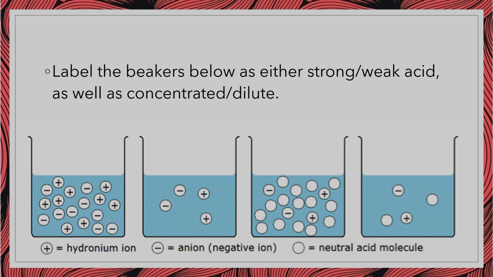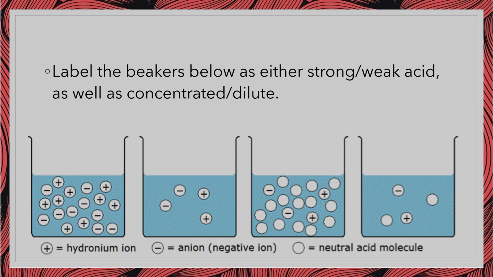Now, what I want you guys to do, this diagram's in your booklet. So I want you to label the beakers below as either strong or weak acid, as well as concentrated or dilute. So remember, a strong acid is one that completely dissociates. Okay, there will be positives and there will be negative ions. Weak acid only partially dissociates, so you have some positives, some negatives, some with no charge. Remember, concentrated means the concentration's high, dilute means the concentration's low. So have a go at that, and we'll go through the answers in just a sec.